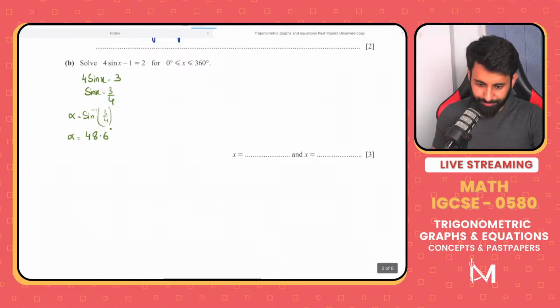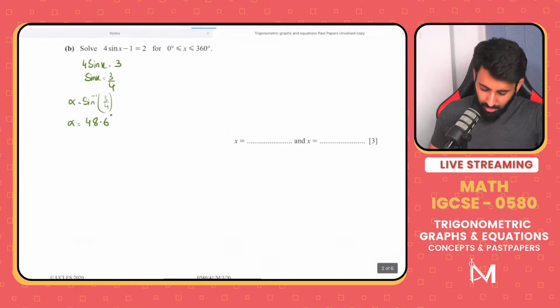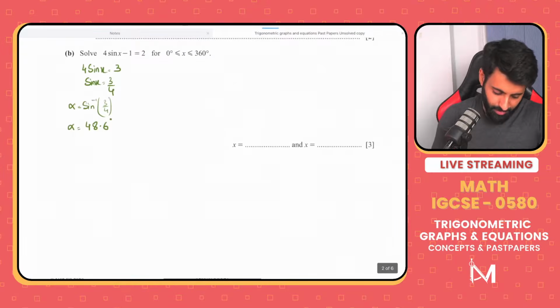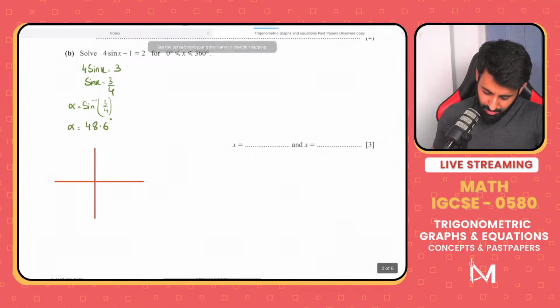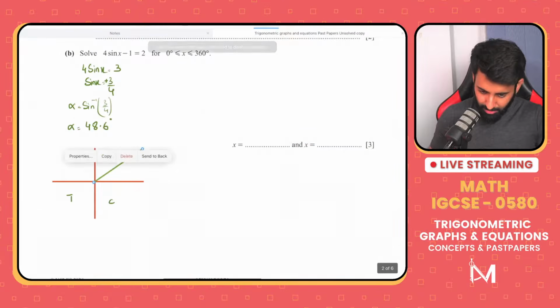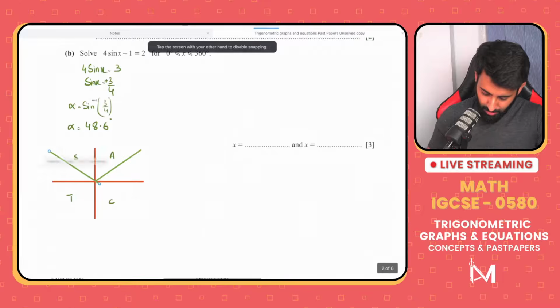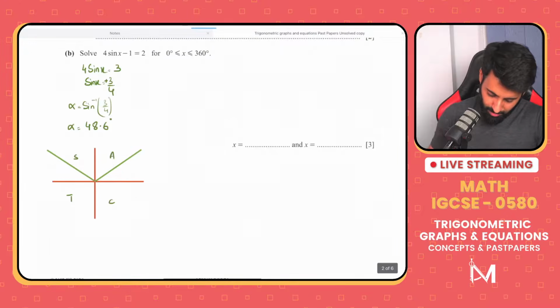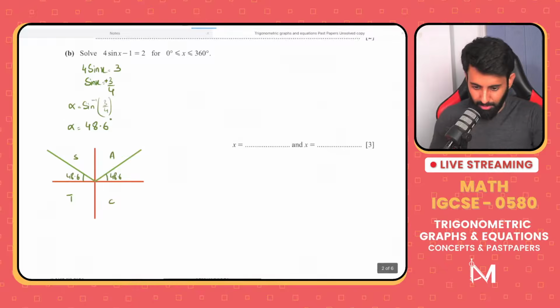Okay? Now, we mark the appropriate quadrants. Since it's positive, notice that it's positive over here. That means it's going to be in the first and the second quadrant. So let's mark that. Here we have 48.6 and here also we have 48.6. So here's 48.6 and here is 48.6 as well.